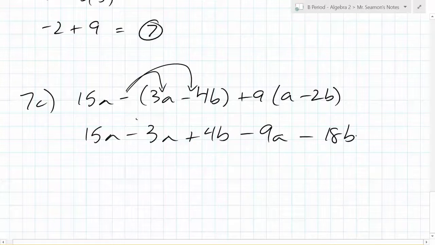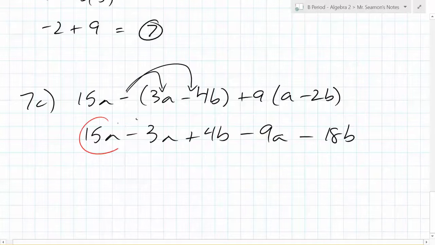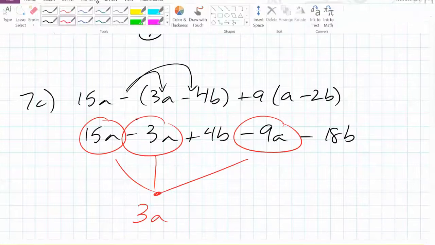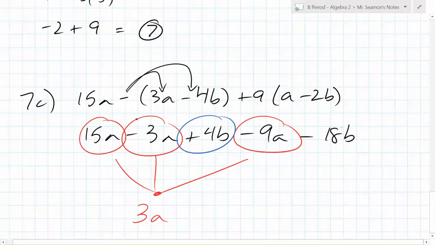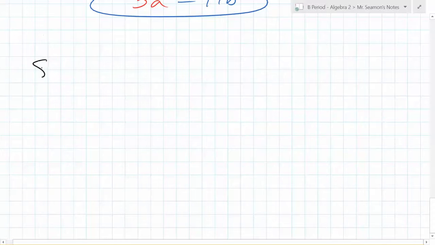Now do you have some like terms that you can combine? Yeah, you sure do. You've got 15a, negative 3a, and negative 9a. So how many a's do you have? 3a, right? And then what about the b's? 4b and negative 18. What do you get? Negative 14b. Yeah, there you go. 8a.